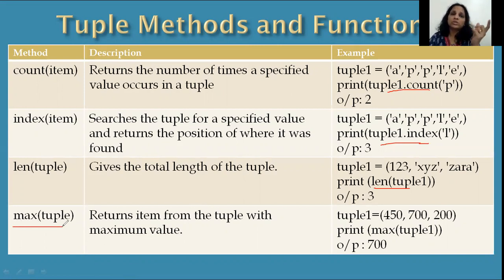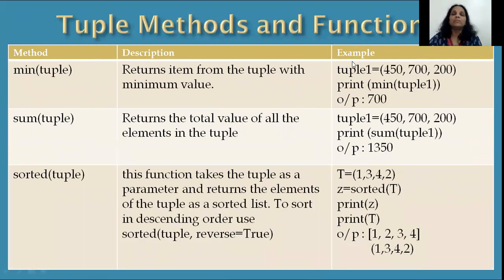Okay. Coming to the max function, what does the max function do? It looks through all the elements of the tuple and tells you what is the largest value. So in this scenario, the largest value is nothing but 700. Similar to your max function, we have the min function. Now, what does the min function do? Obviously returns the lowest value.